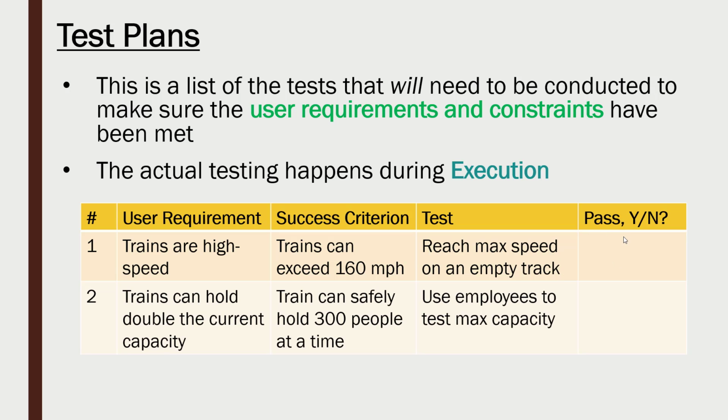And then I'll have a column maybe saying, have you passed it? Has this criterion been met? If it has, perfect. If it hasn't, we can iterate and go back and fix it to make the train faster or do some other alteration. Like I say, we're not actually doing the test now, we'll do the test in execution, we're just thinking about it right now. So this column will be left empty for the time being.